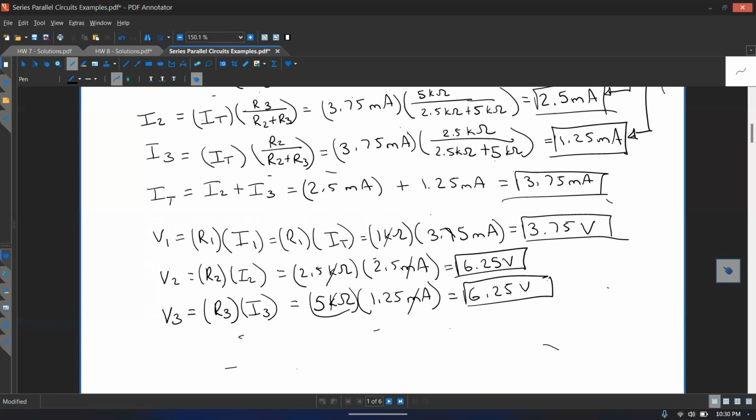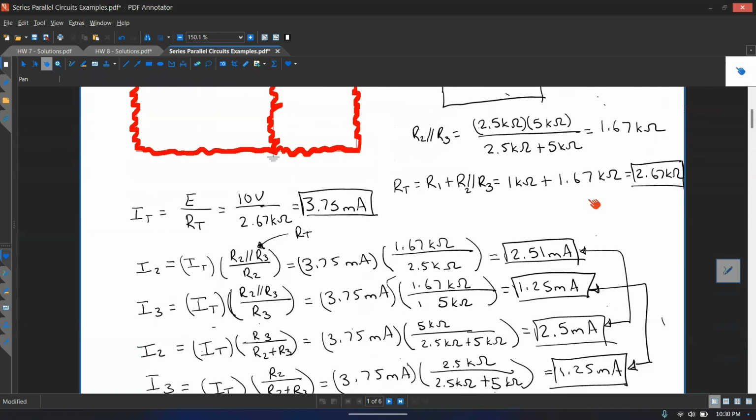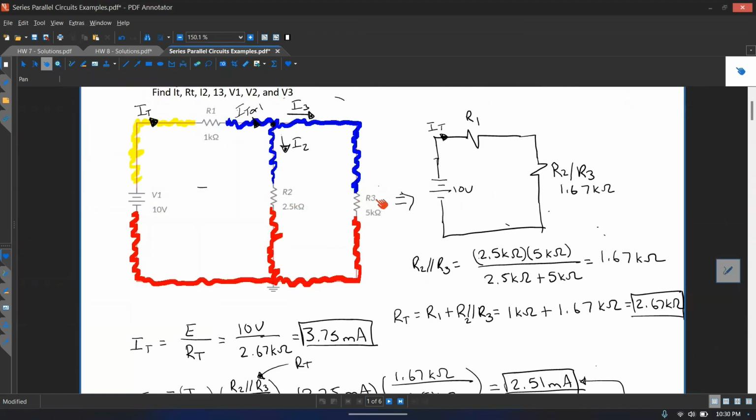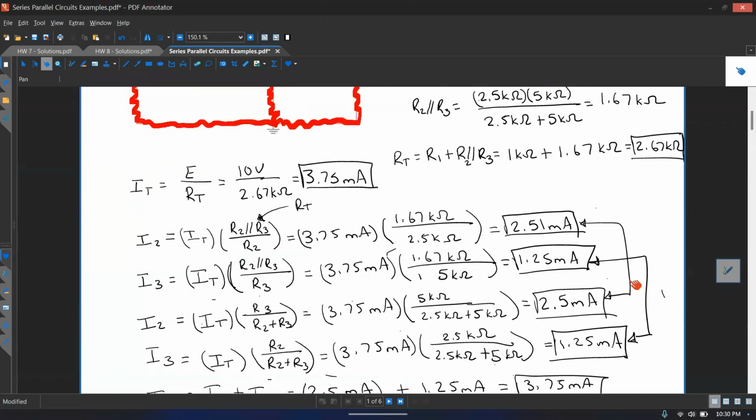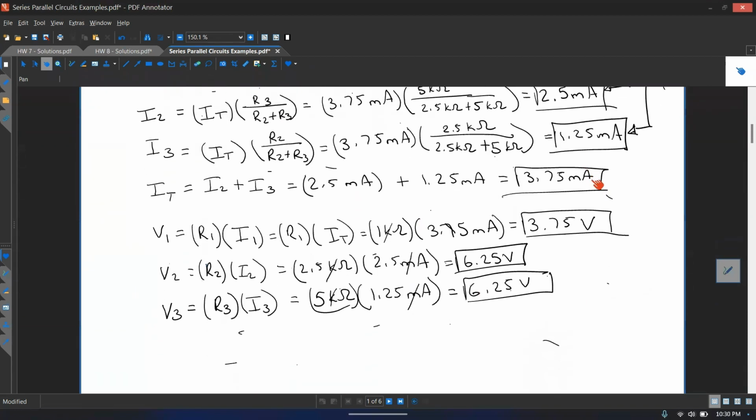So I went ahead and went through the motions, but you should have noticed that R2 and R3 are in parallel. So evidently, they're going to have the same voltage. So really, we didn't need to perform this calculation down here for V3. But I went ahead and went through the motions just to show you how the calculations work out.